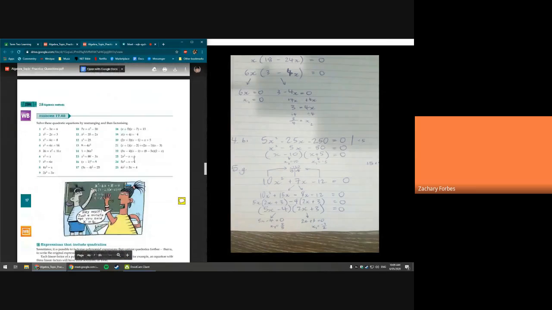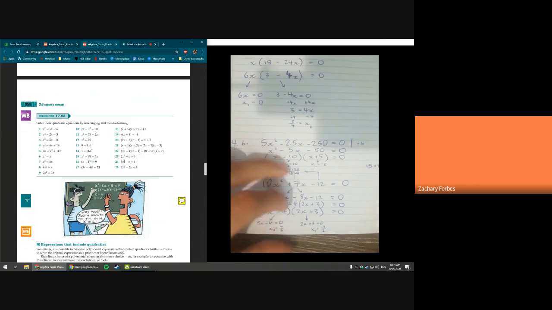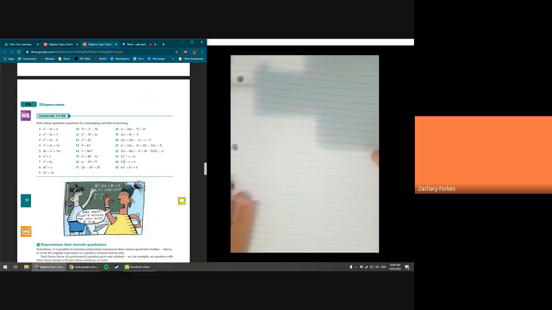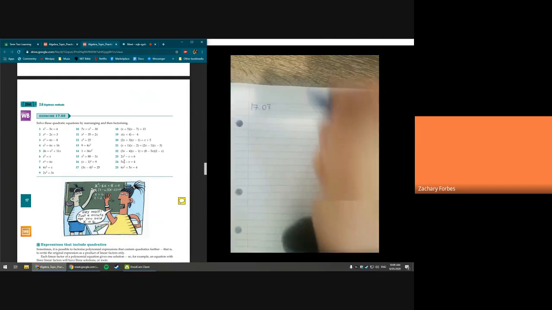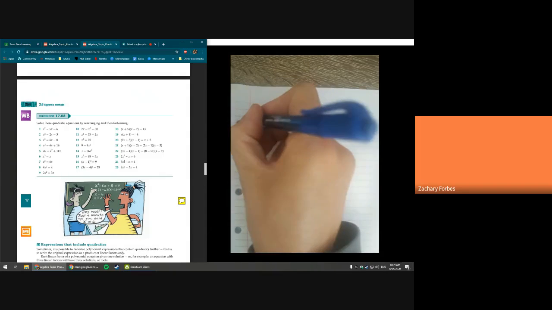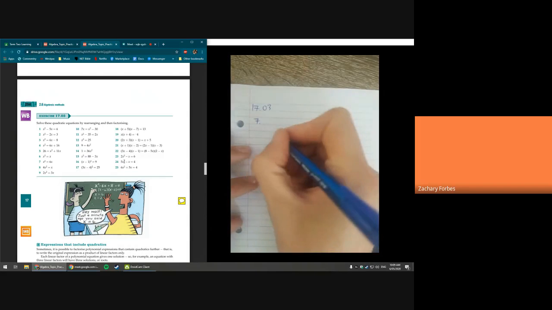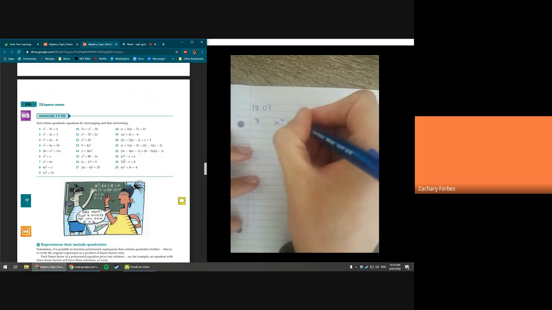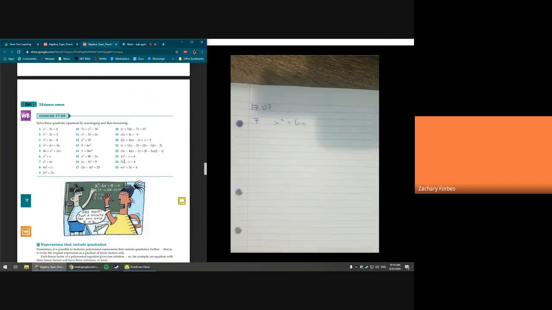Okay, exercise 17.03. Solve these quadratic equations by rearranging and then factorizing. Okay, this one here, we probably can skip through quite fast. 17.03. Let's pick a random one. 7. Has to be odd. So we got x squared equals 6x. The whole idea is that we want to get it in quadratic form first, so then we can factorize using one of those methods that we've been learning.